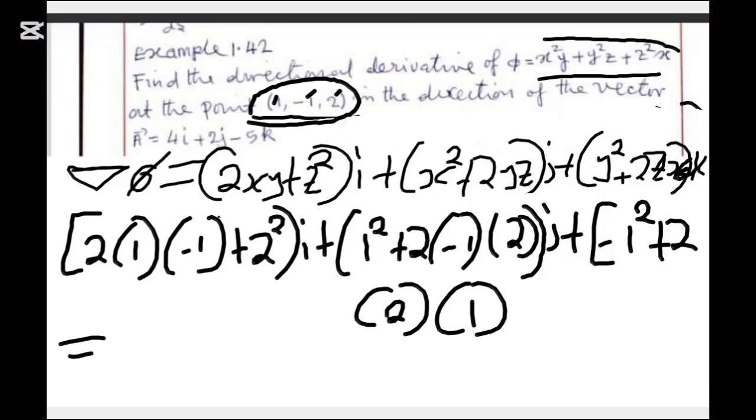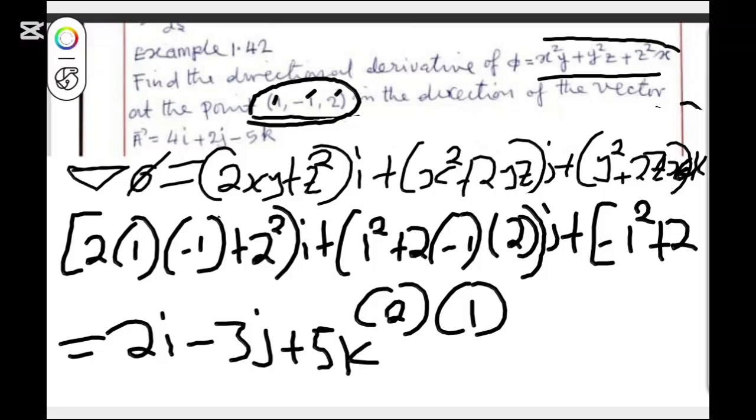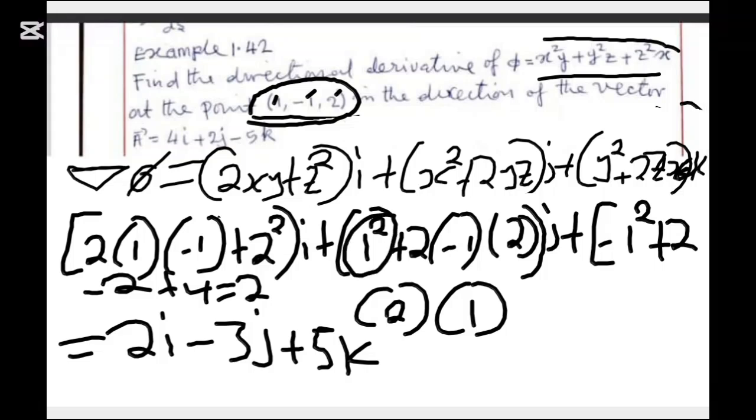So at the end, this should now be 2i minus 3j plus 5k. 2 times 1, which is 2, multiplied by 1 will give you -2, and therefore plus 4, and at the end it will now become 2. So you also have 1 squared plus 2 multiplied by this, it will end with -2. -2 multiplied by this will become -4. So you have to say 1 plus -4, it will now give you what?